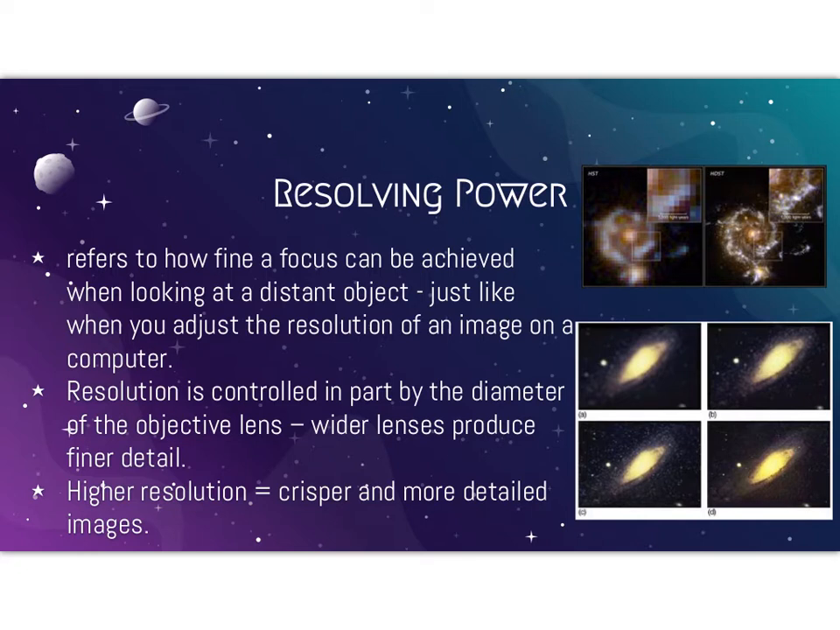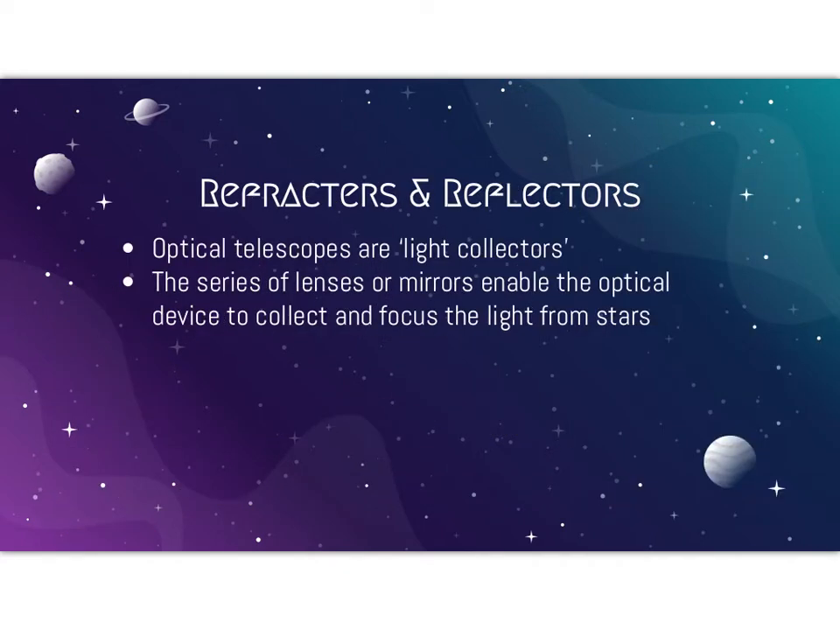However, we can only go so large with this wider lens. It can only grow to be so big. Higher resolution means a crisper and more detailed image. Optical telescopes, again, are light collectors. The series of lenses or mirrors enable the optical device to collect and focus the light from the stars.